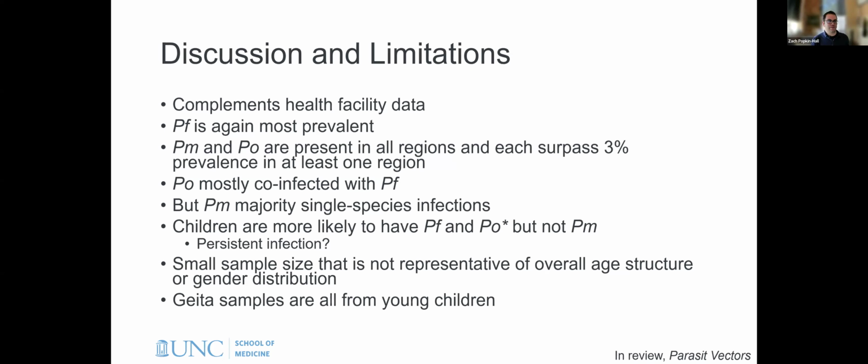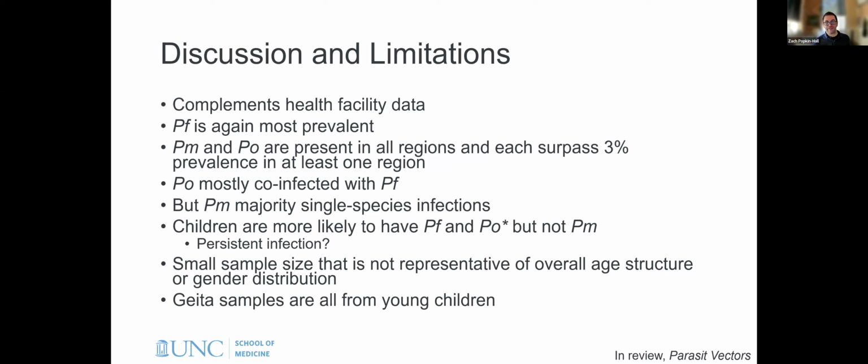So, discussion for this analysis: this really serves as a complement to the health facility data because it helps us to look at the asymptomatic patients as well as symptomatics. We do again see that PF is the most prevalent species, but we also see that even in asymptomatic patients, we found PM and PO in all of our regions, with each of them surpassing 3% prevalence in at least one of those regions. PO, as I mentioned, was mostly co-infected with PF, but PM, I say majority here, but again, that's actually a plurality, are single species infections.